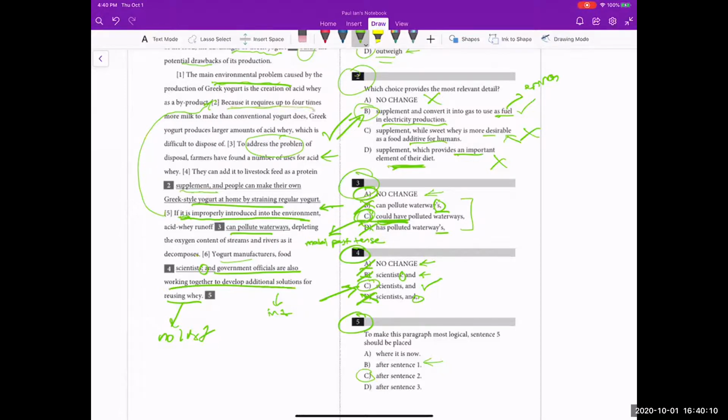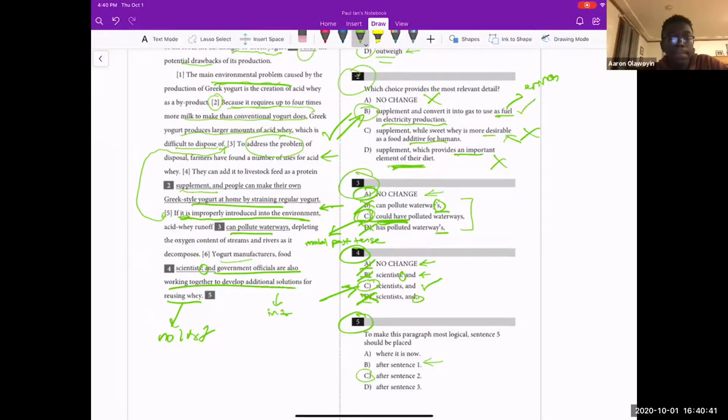So it's already giving you an argument if it's improperly introduced in the environment. This should come first because then you're introducing this acid that's difficult to dispose. And then this one supports it after that. So it could be 1 or 2. It's just very difficult to see where it is. But when you put it after, it makes more sense because it's a support of sentence 2.